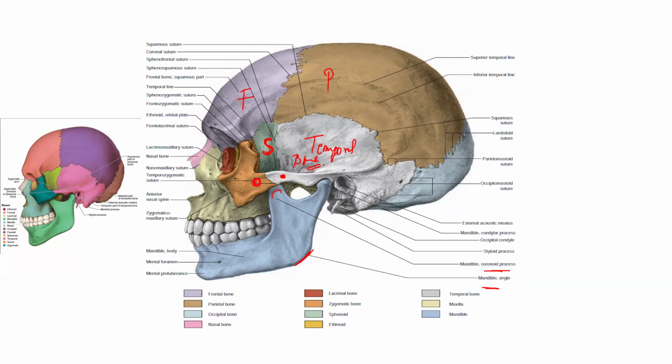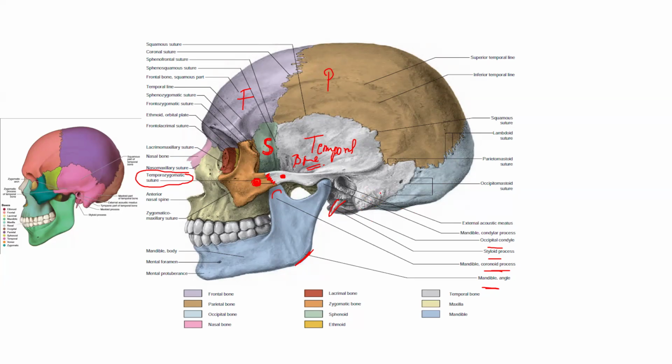And this one is zygomatic bone, right? Temporal process of the zygomatic bone. And this suture is known as temporozygomatic suture. Okay. Now, this is a very important structure, which is the styloid process. This is the occipital condyle. So this is the occipital condyle and this is the styloid process.